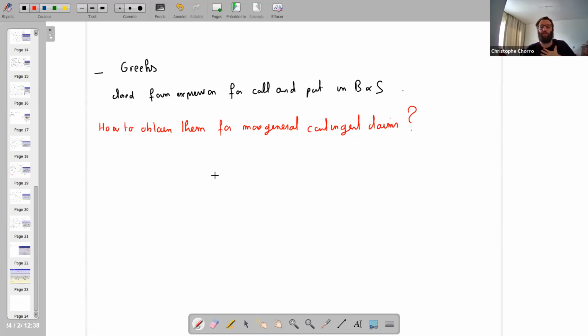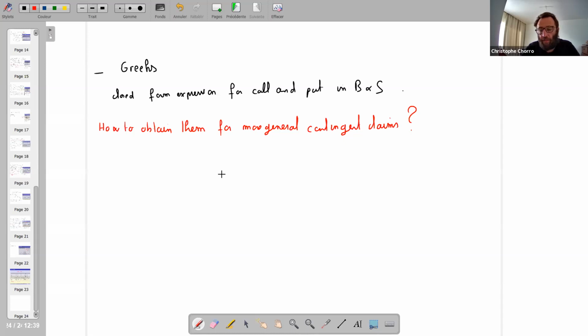And why is this question important? Because some Greeks have a strong financial interpretation. The delta is the quantity of risky asset to put in the hedging portfolio. Gamma is related to the hedging frequency, and Vega is related to the estimation of the volatility sigma. So for a contingent claim in general, it's interesting to have access to these quantities.